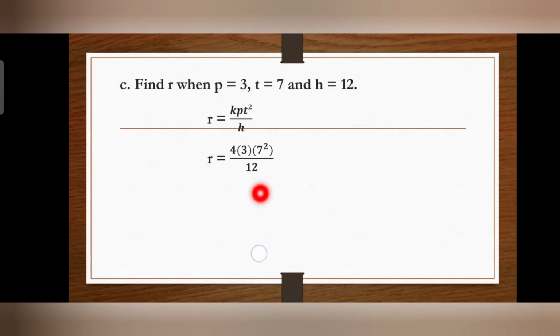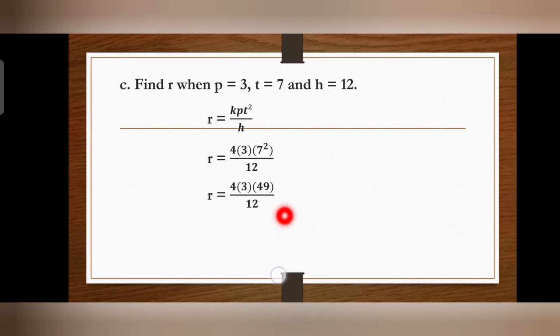So, R is equal to, since we got the value of K earlier, which is 4, we will substitute 4 for K. So, 4, our P is 3, so 4 times 3, then our T is 7, so 7 squared divided by H, which is 12, so 12. Then, R is equal to 4 times 3, 7 squared is 7 times 7 is equal to 49 divided by 12.